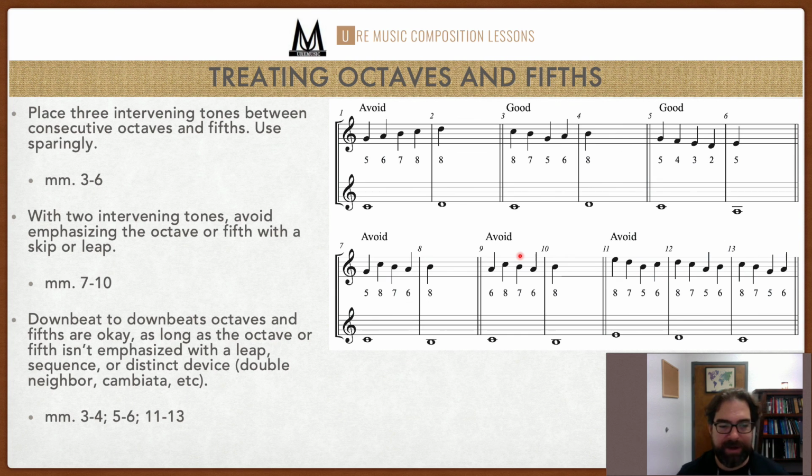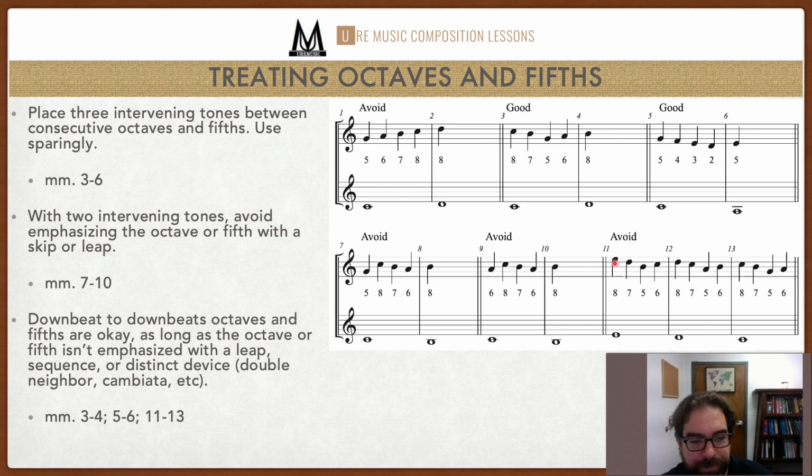Both would be problematic. If you said 7 was worse, you're right. So this also goes back to that previous slide where I talked about how you want to avoid a skip, definitely a leap from an accented to an unaccented pitch. This kind of shows you how that really emphasizes the second beat. So downbeat to downbeat octaves and fifths are okay as long as the octave or fifth isn't emphasized with a leap, sequence, or distinct device.